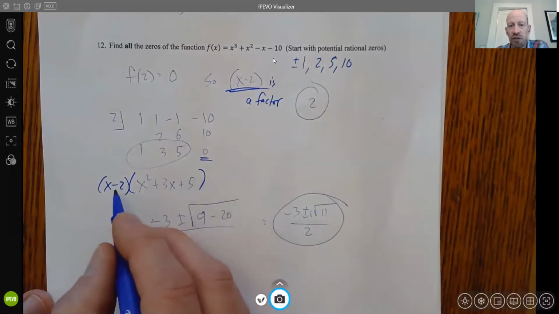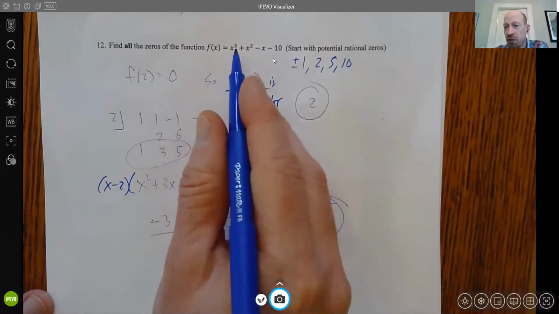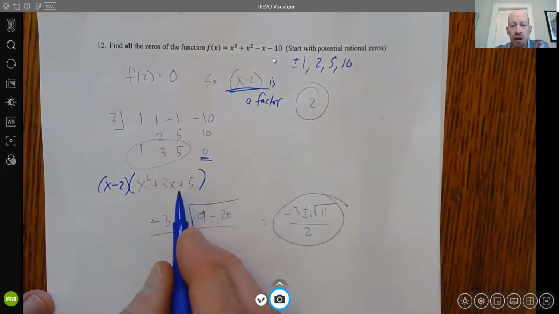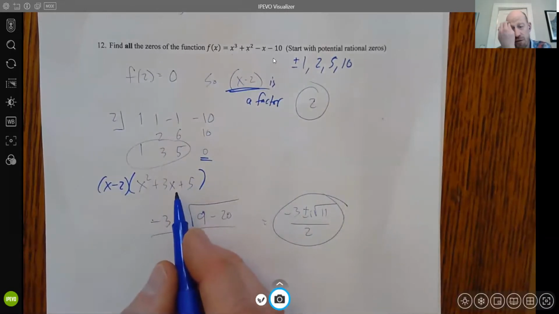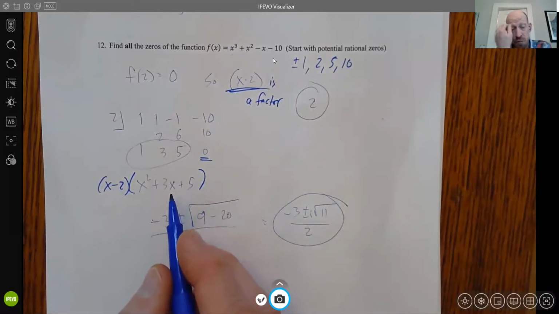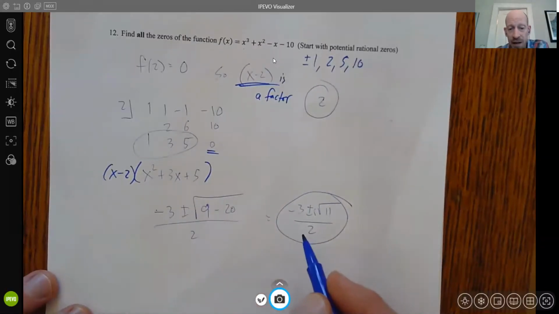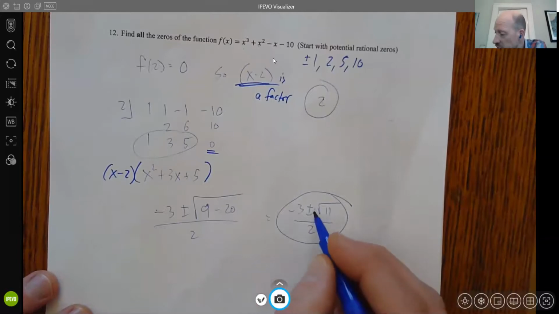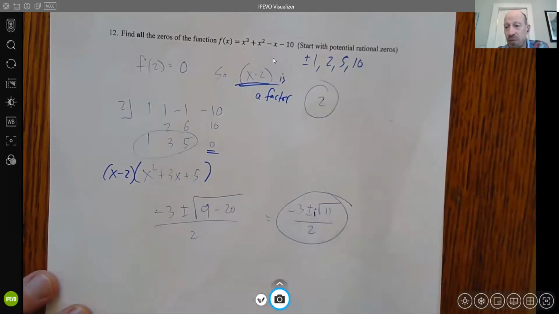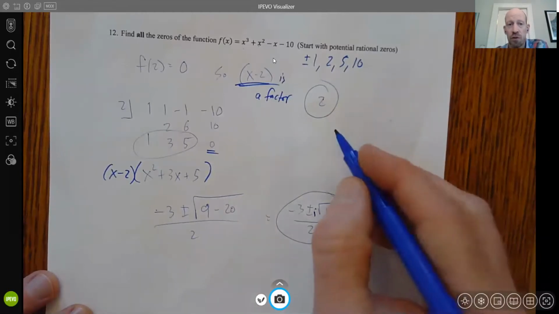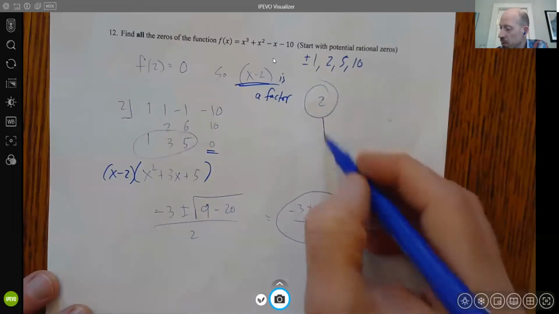I have one of the zeros. I know there are 3 zeros because it's degree 3. And so for the other 2 zeros, I'd factor this if I could. But since I can't, I use the quadratic formula and I get these 2 imaginary zeros. These are conjugate pairs, and we're not surprised about that because imaginary zeros come in pairs. So those 3 zeros are here.